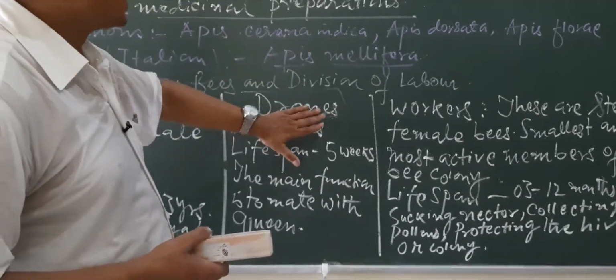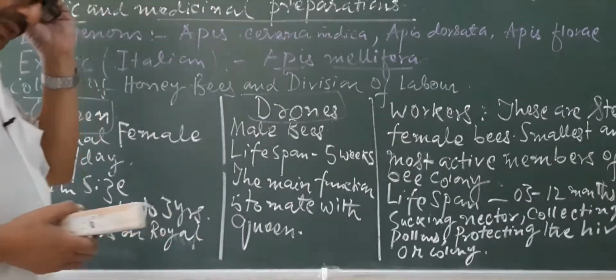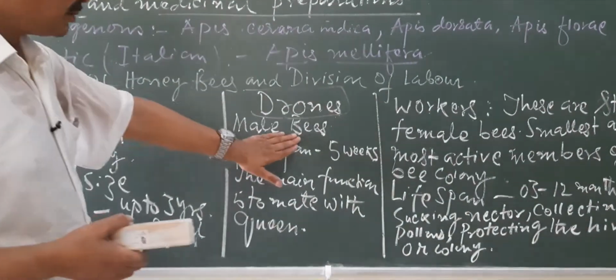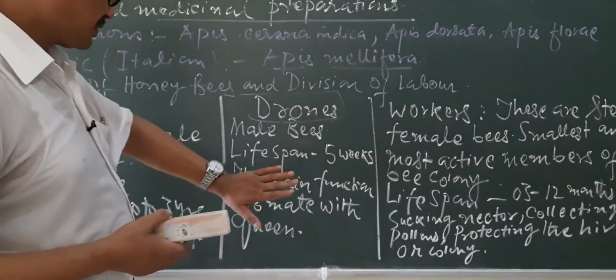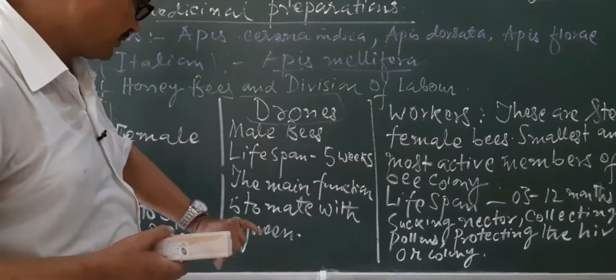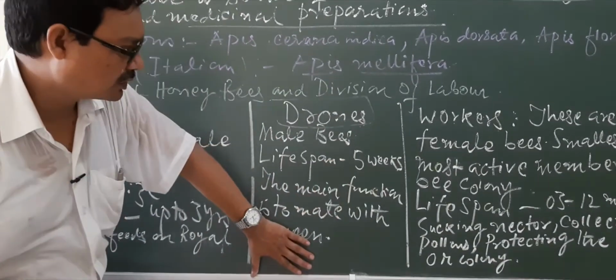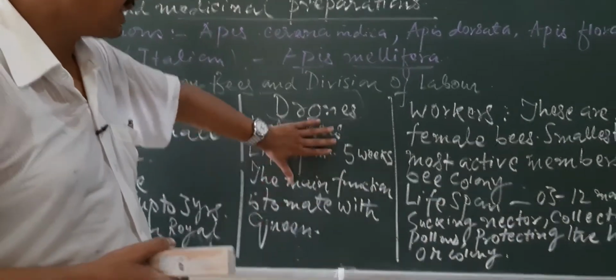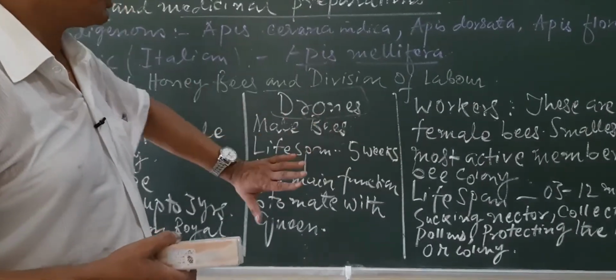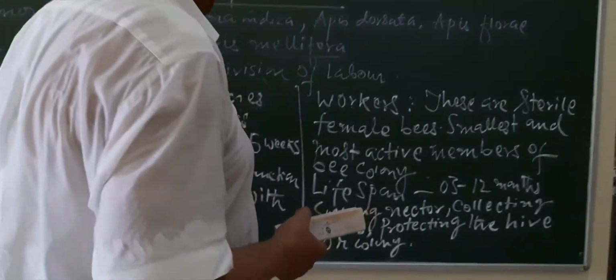And here is the second category in their family, the male bees, which are known as drones. Its lifespan is 5 weeks. What is its main function? To mate with the queen. Reproduction with the queen is its main function, the male partner of the queen.